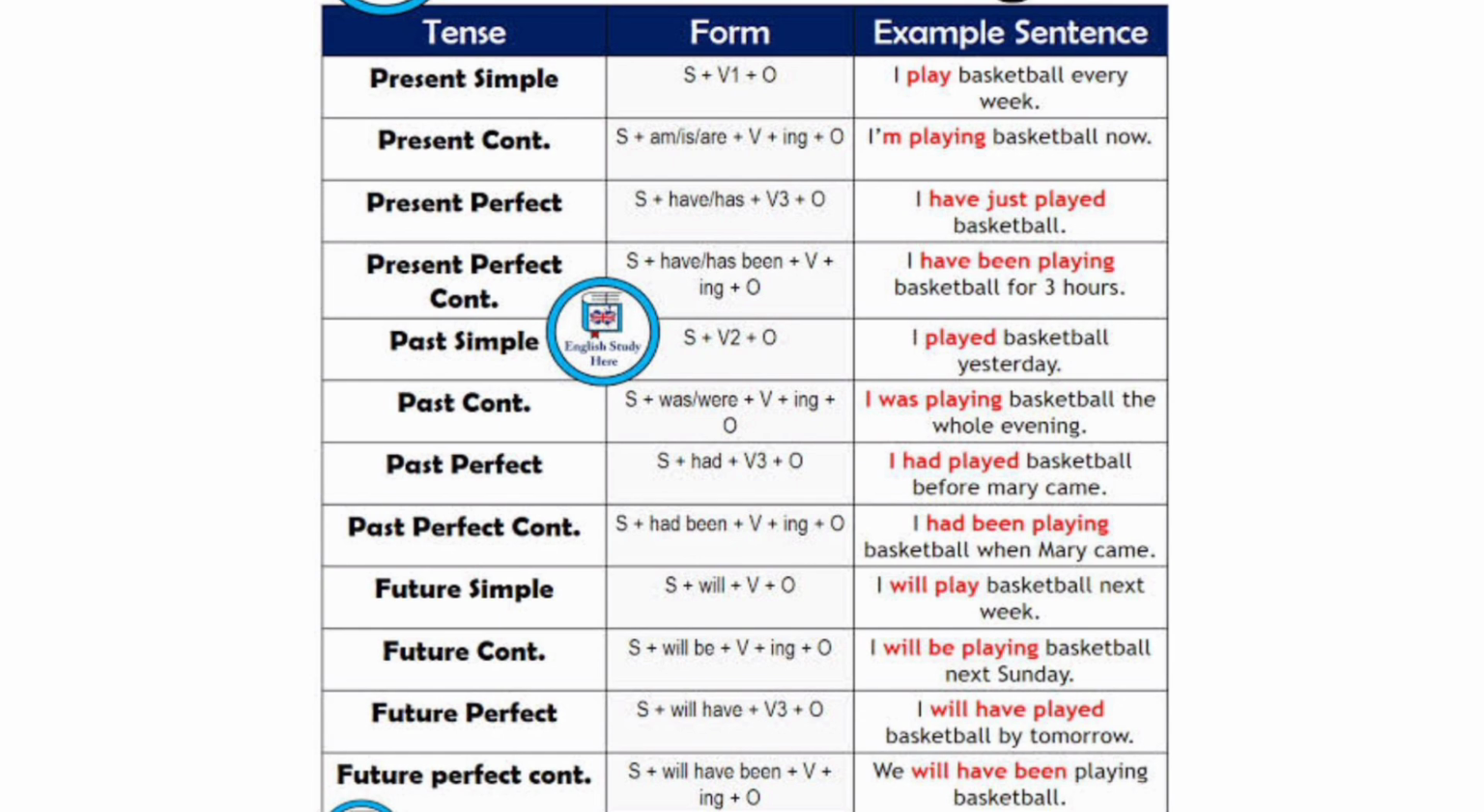And the final form of the tense is future perfect continuous. Here the form of the sentence is subject plus will have been plus verb plus ing plus object. Here we should use the ing form of the verb plus will have been. For example, we will have been playing basketball.